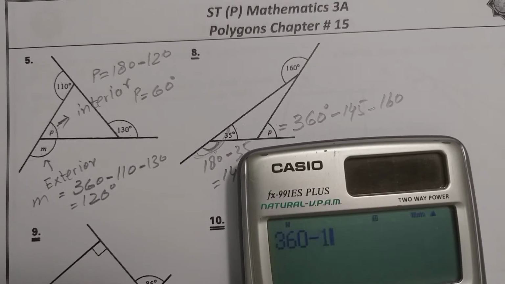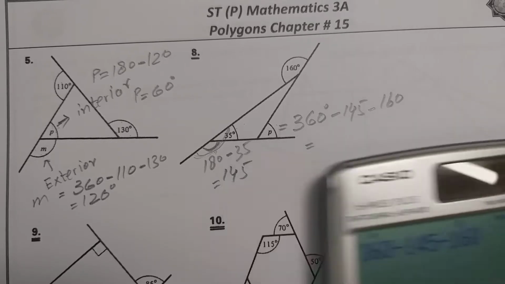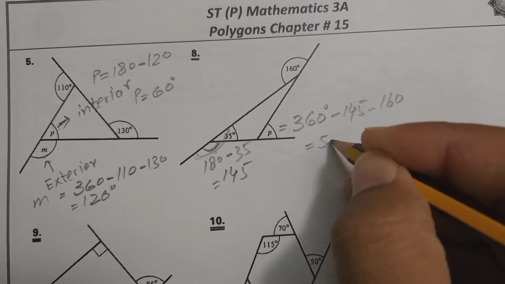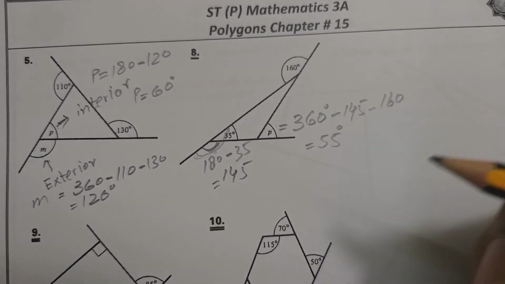360 minus 145 minus 160 is 55. So this value is equal to 55 degrees.